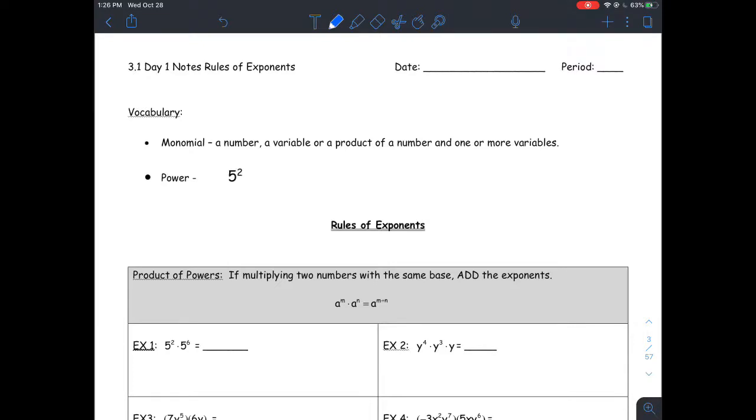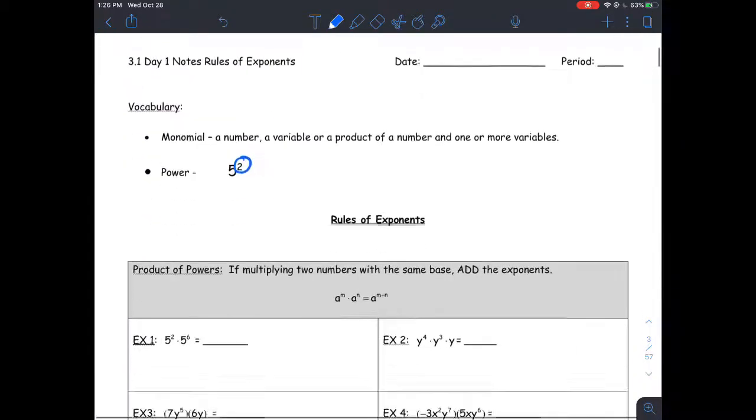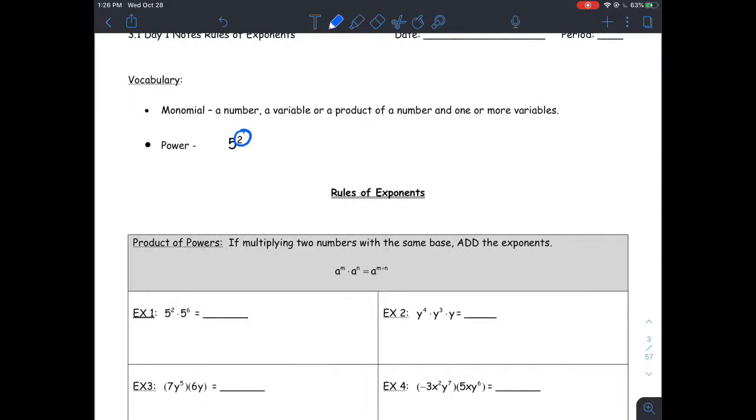So a monomial is a number, a variable, or a product of a number and one or more variables. And then a power is when you raise something to a power, right? A power is an exponent, all right? What they mean by monomial is just one term. To me, that's the best way to describe a monomial: one term.